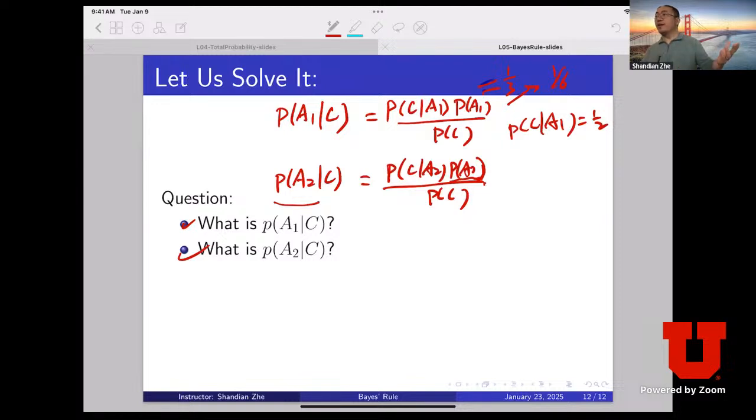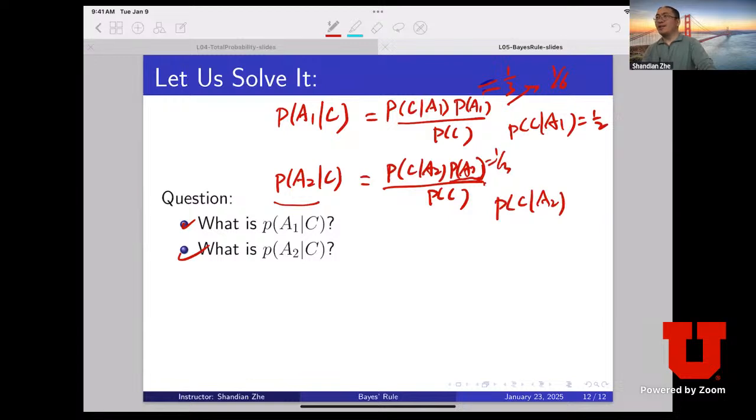It's still 1/3, right? It's the same, because at the beginning you don't see any goats or whatever, and you have closed gates. Each gate has an equal chance to hide a car. So it's still 1/3. But then what is the probability of C given A2? What's that probability? Yeah, I see someone. Can you speak louder? Why this one?